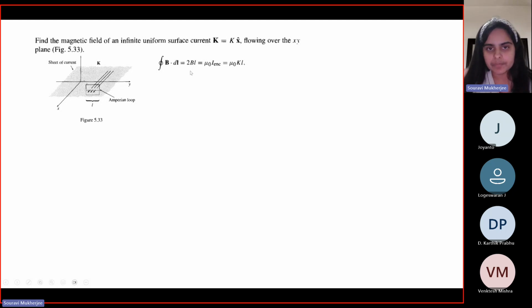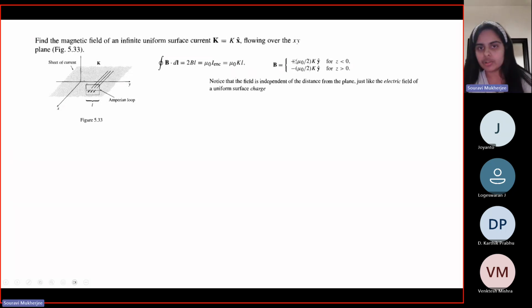And what would be I? I will be equal to K into L, right? K is your surface current density. So K into L will give you the net current that is enclosed by this Amperian loop. So that gives you B is equal to mu naught K by 2, right? Now, how do we get an idea about the directions? So you can consider that K is directed in the positive X direction, right?